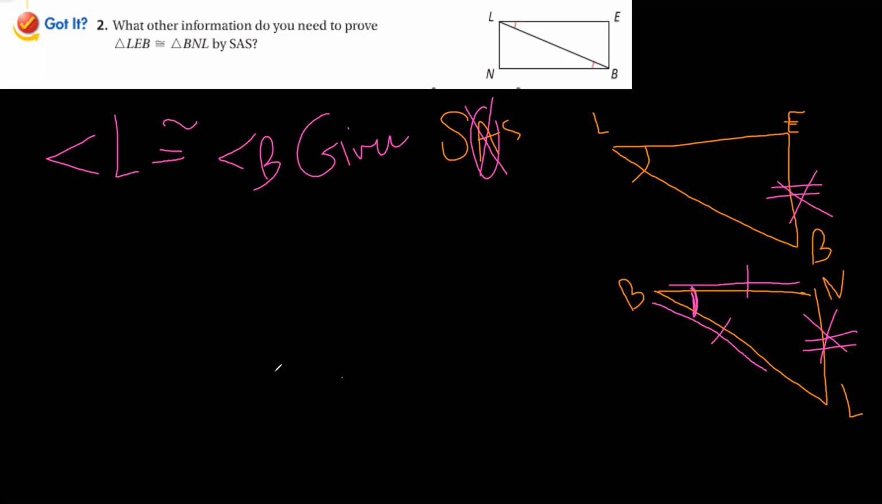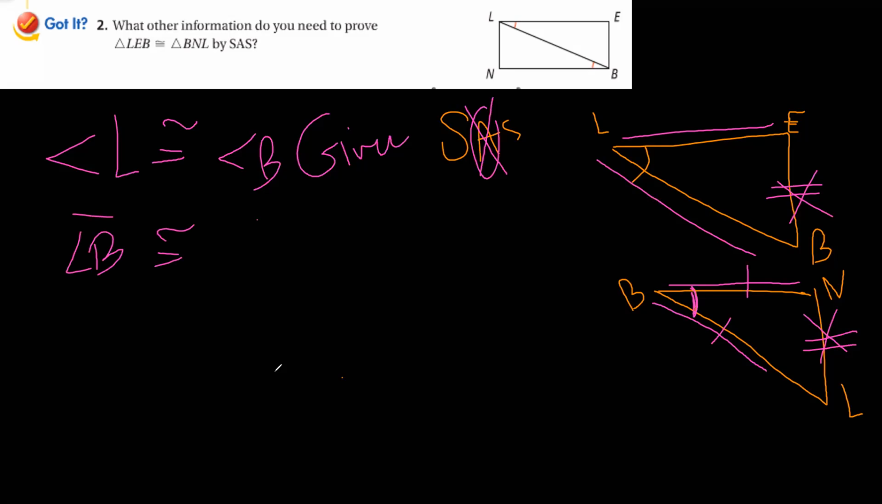I need only these two sides. They are the sides of the angle. Teacher, there's not enough information. Yes, there's not enough information for the other one. Now for the LB, can I say that LB is congruent to LB?